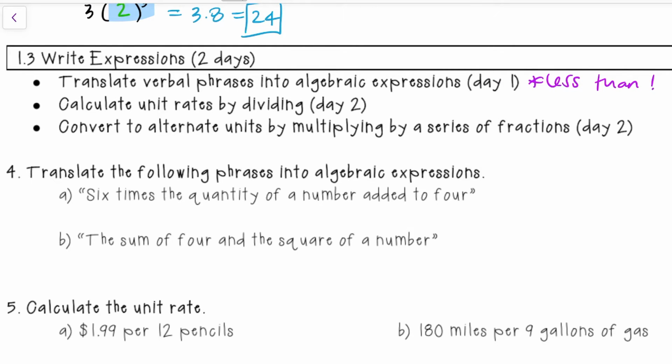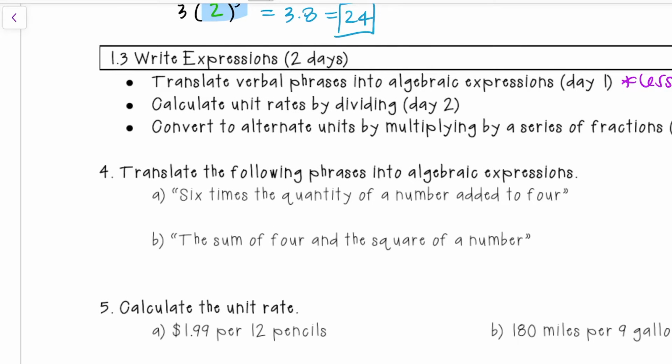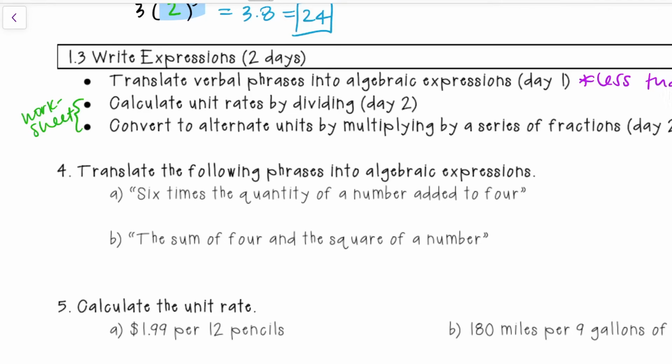Day 2, we calculated unit rates, and we converted to alternate units by multiplying by a series of fractions. Remember that your homework for that day was a worksheet. As you're going back and looking for practice problems to do on your own, you can use that worksheet because that was the homework for that night. So we are going to jump right into it.